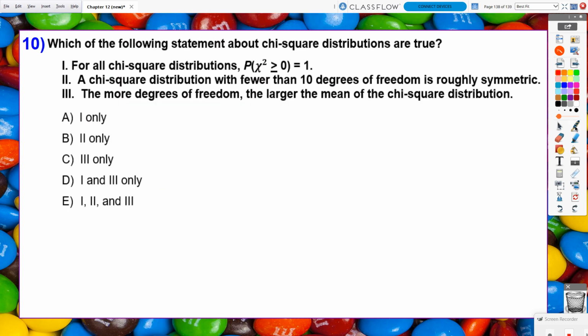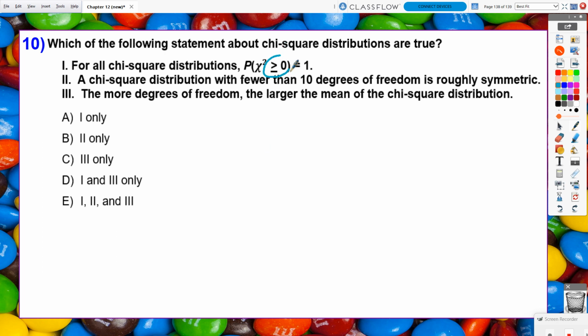And then the last question. Which of the following statements about chi-square distributions are true? So 1, for all chi-square distributions, the probability that the chi-square test statistic is greater than or equal to 0 is equal to 1. Now, one thing we mentioned at the very beginning of the chapter in video 1 is that chi-square test statistic values are always positive. There are never negative chi-square test statistic values.